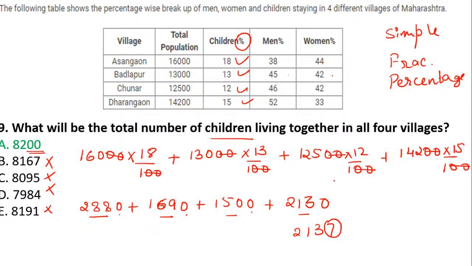Okay, got it, everyone? How we found out the total number of children? Shreya has also got the right answer. Shrinu also. Everyone is getting the right answer. Let's see the next question.